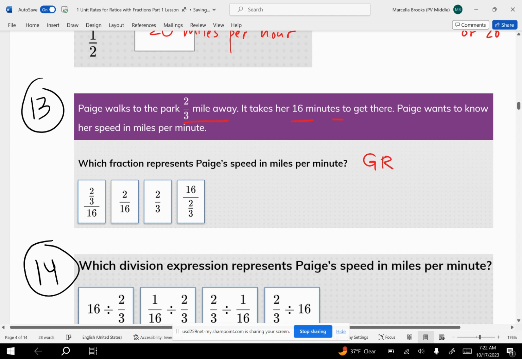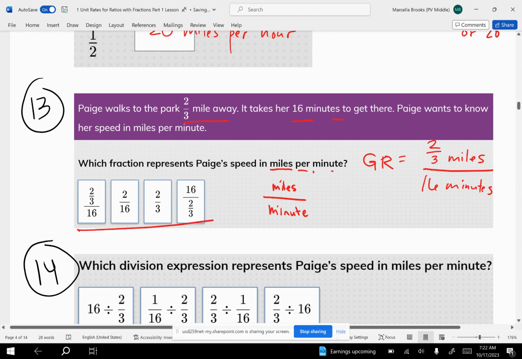If you're not sure which one goes on top, minutes or miles, look at the question and see what it's asking. If it says miles per minute, that means miles goes on top, per is the line, and minutes go on bottom. So they're asking for miles per minute. That means we're going to do 2/3 miles per, that fraction bar means per, 16 minutes. So which of those fractions represents Paige's speed in miles per minute?